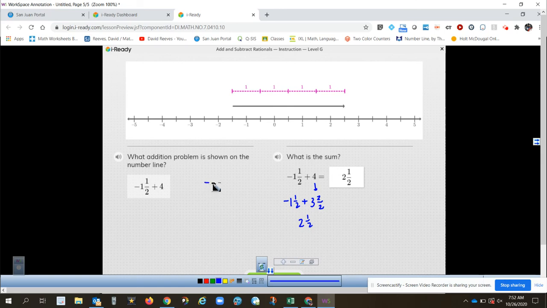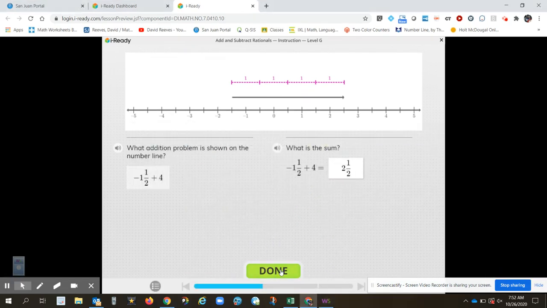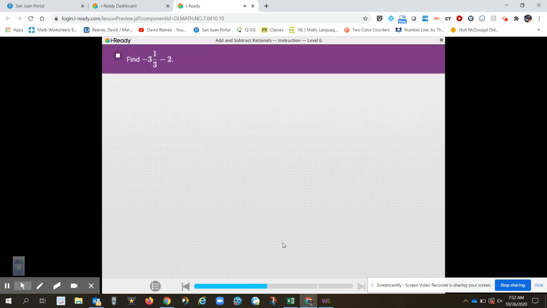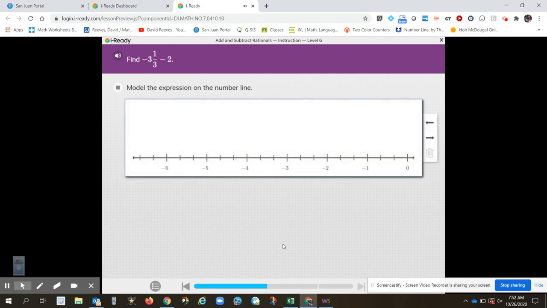By the way, we also could change that negative 1.5 to 1.5, and then we could do 4.0 plus negative 1.5, and we can get 2.5 that way. So there are multiple ways to get the answer, but they're asking us to do it in this lesson on the number line. So if we were to go on to the next question and see what they have for us: negative 3 1/3 minus 2.